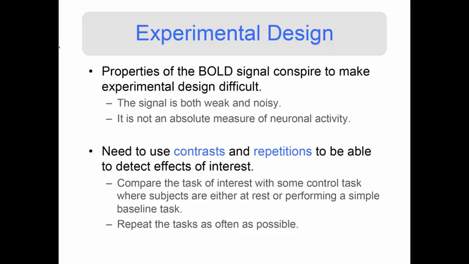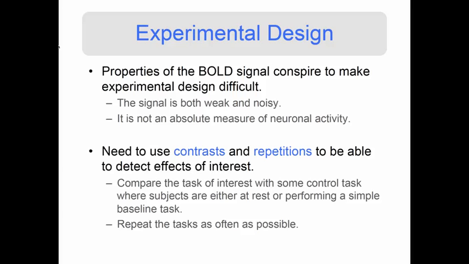Some of the properties of the BOLD signal really conspire to make experimental design difficult in fMRI. Now, we've already seen that the signal is both weak and noisy, but also we've seen that it's not an absolute measure of neuronal activation. So when we measure BOLD response, we're not getting an absolute measure of the neural activity in the brain, we're getting an indirect measure through the oxygen consumption.